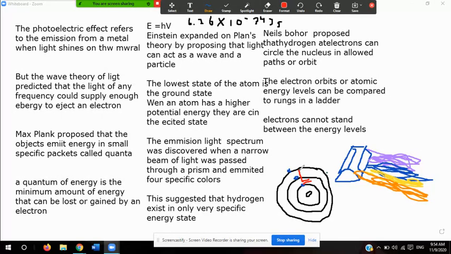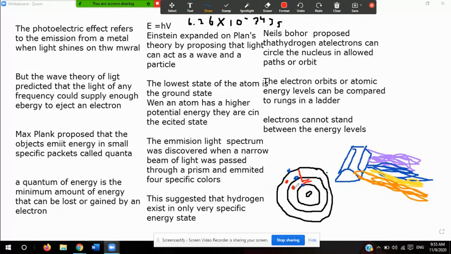It says that the electrons orbit energy levels, and that the electron orbits or atomic energy levels can be compared to rungs of a ladder. The electrons cannot stand between specific energy levels. So what he also proposed was not only that as hydrogen electrons had energy applied they went up energy levels, but he also said that they cannot stand here. Like you cannot find an electron between the energy orbits.